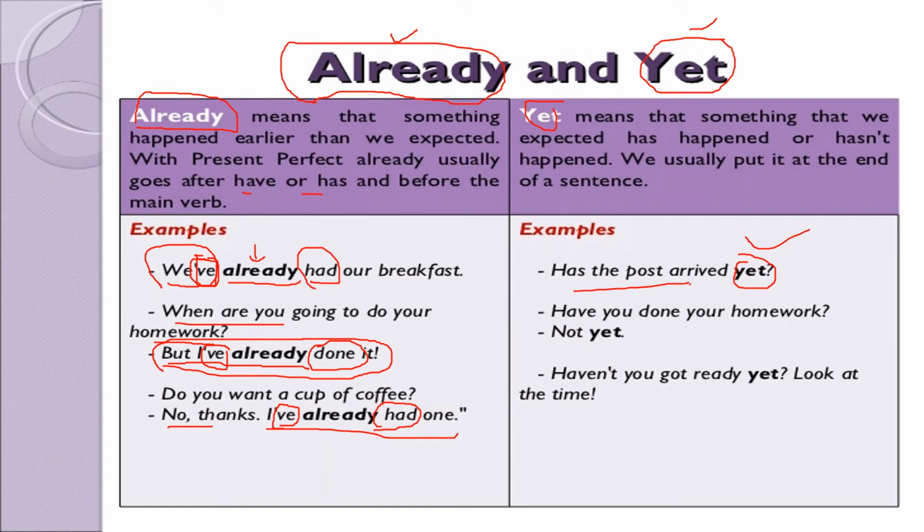Has the post arrived yet? Have you done your homework? Not yet. Not yet. That means till now I haven't done it. Right? Haven't you got ready yet? What does that mean? That means I have not done a particular thing till now.